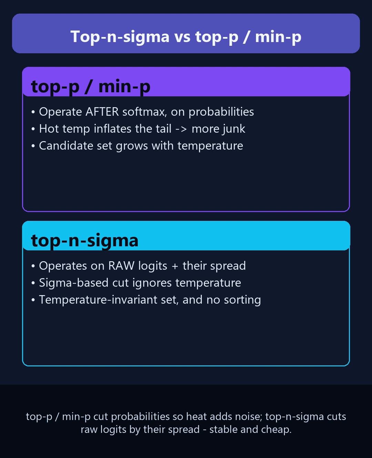Compare that to the classics. Top P keeps the smallest set of tokens whose probabilities sum to a cutoff, and min P keeps tokens above a fraction of the top probability. Both operate after softmax, so a hot temperature inflates the tail and more junk sneaks in. Top-nσ cuts on raw logits using their spread, so its candidate set is temperature invariant. It is also cheap, no sorting required.